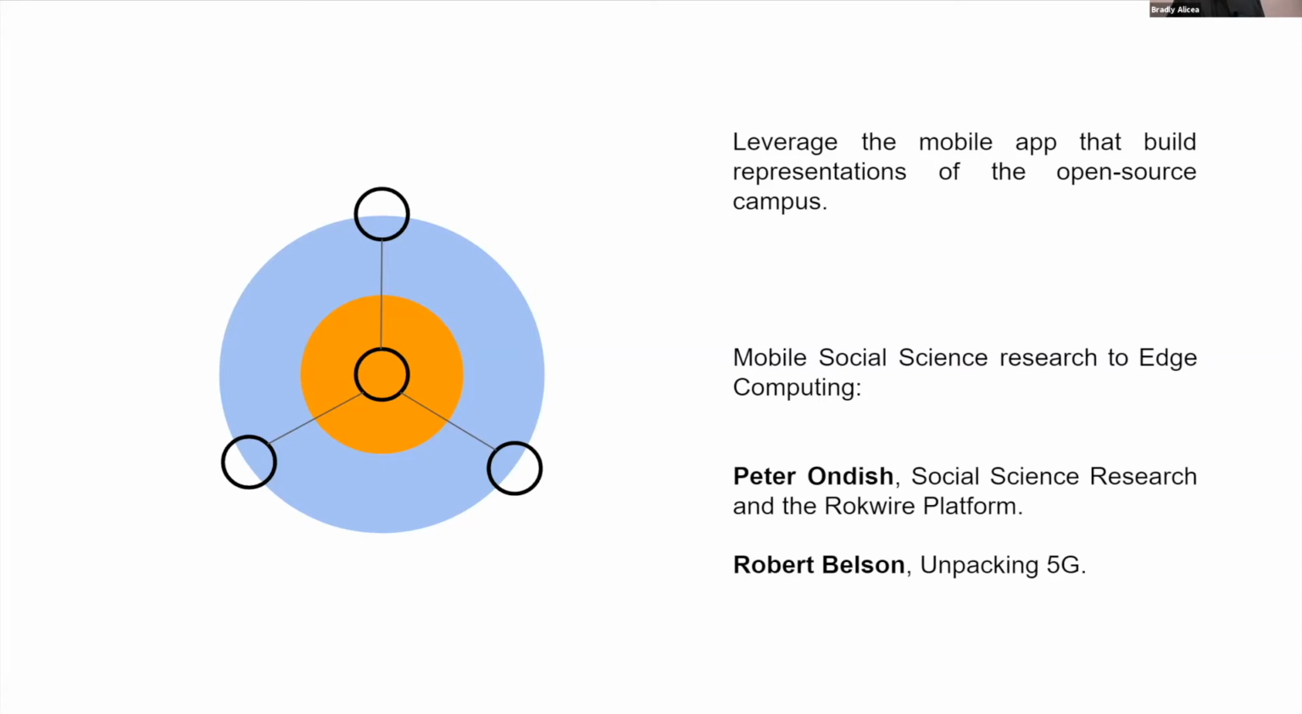And then Robert Belson from Verizon is going to talk about unpacking 5G. He's going to talk about those edge computing things that we want to be able to use to represent our campus. So this is beyond simple text interfaces or simple interactive interfaces. This goes well beyond that to interacting with the Internet of Things and other things. So we'll hear from him in, I think, week 4.